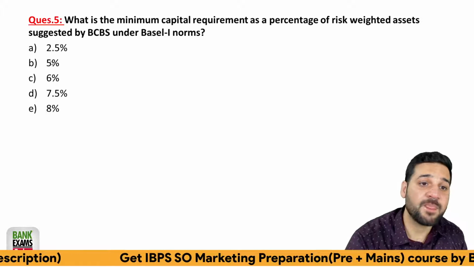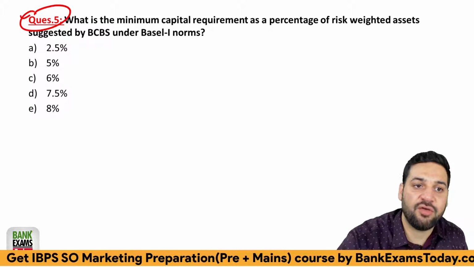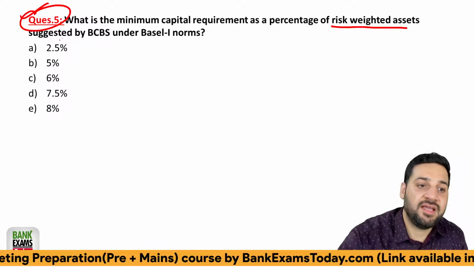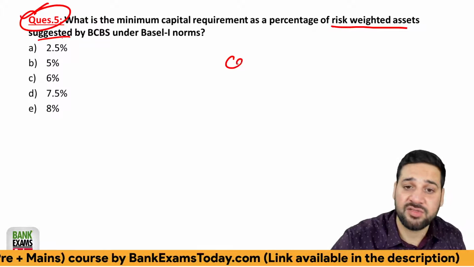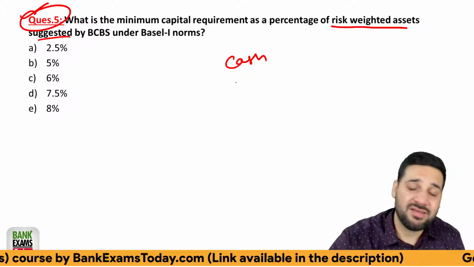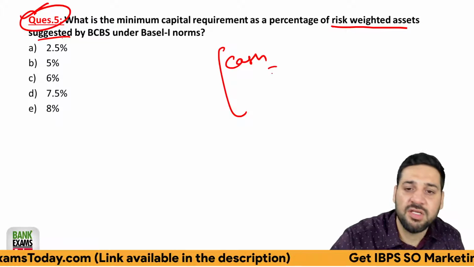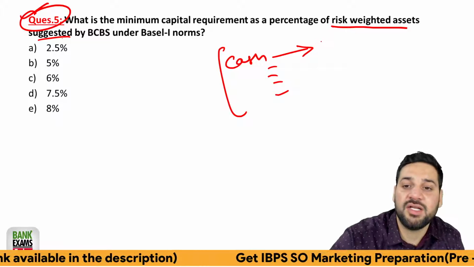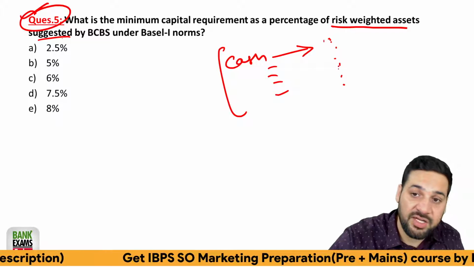This is very important, asked in the Bank of India credit officer exam: minimum capital requirement as a percentage of risk weighted assets. Banks have various assets: cash, various types of receivables, gold, SLR, a lot of securities, various types of loans, credit cards. So proper risk weights are given to every kind of asset.